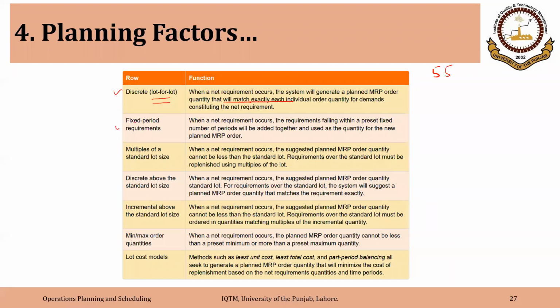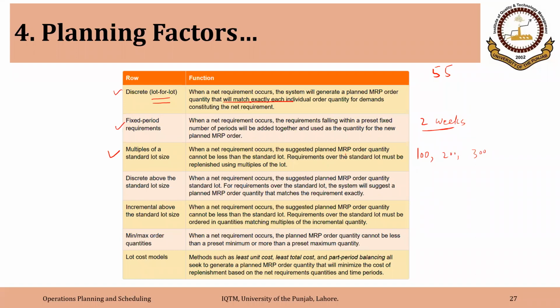The second lot sizing policy is fixed period requirements. When a net requirement occurs, the requirements falling within a preset fixed number of periods will be added together and used as the quantity for the new planned MRP order. So for example, you are placing an order for the requirements for the next 2 weeks, that is, whenever you are placing an order for a certain period of time. So that is fixed period requirements. Next is multiples of a standard lot size. For example, whenever you are placing orders as multiples of 100, either you will be placing an order for 100 or 200 or 300, for example.